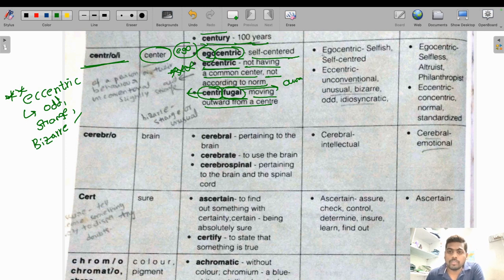Now coming to the synonyms for egocentric. Egocentric means, as I mentioned earlier, that person is always of selfish nature. So always they think about themselves only. So selfish is one synonym and self-centered is another synonym.